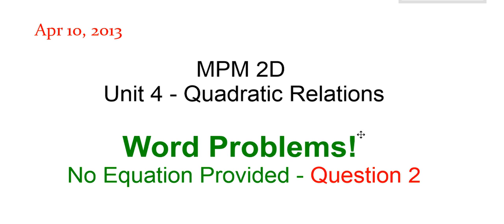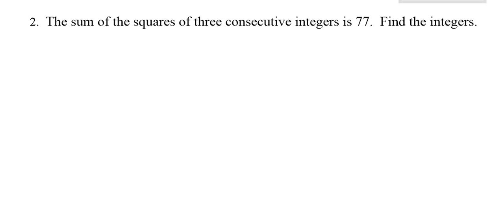So from a worksheet that I've given out, this is question number 2. And the question says, the sum of the squares of 3 consecutive integers is 77. Find the integers. Okay, pretty straightforward question.